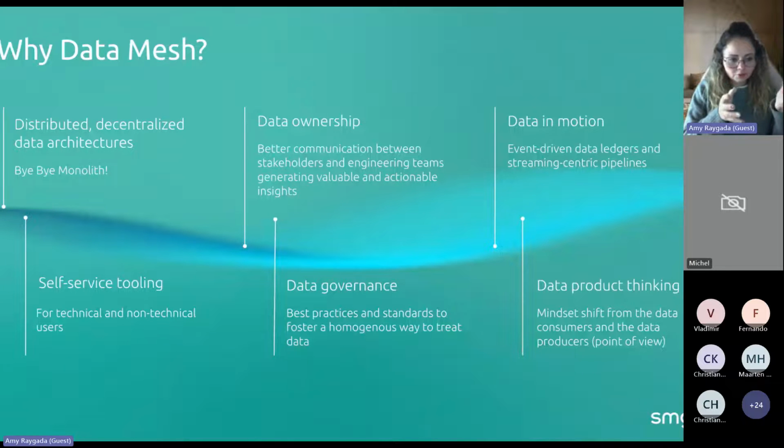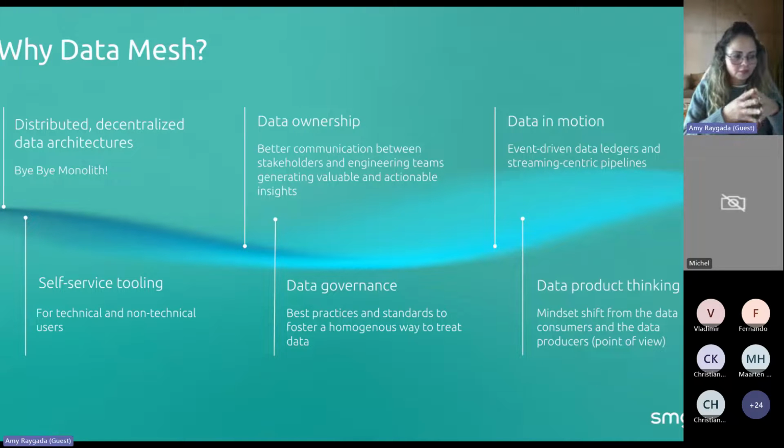We wanted self-service tooling for technical and non-technical users. For example, we enabled Looker and Data Studio for the non-technical people to be able to create dashboards, and in our data platform we have all the different services from Google Cloud for them to create their own pipelines in the way that works best, also in the best storage that works for each of the business units.